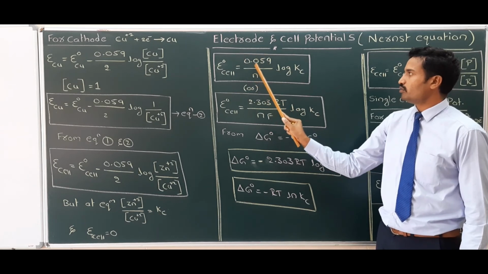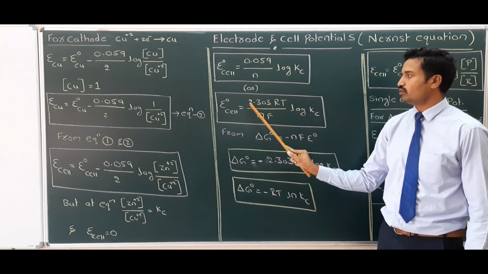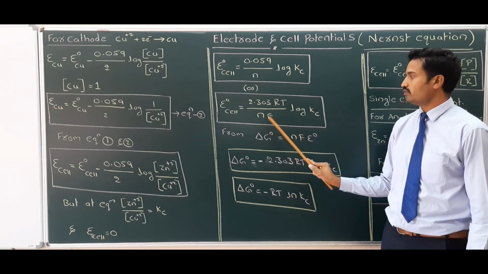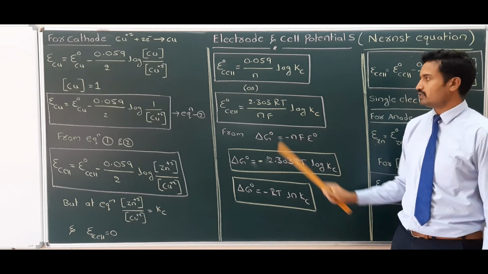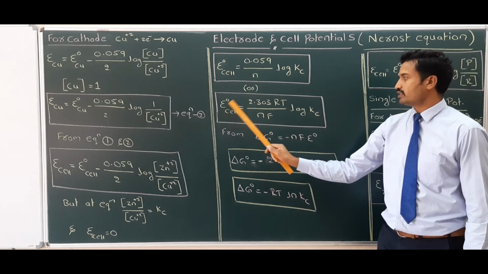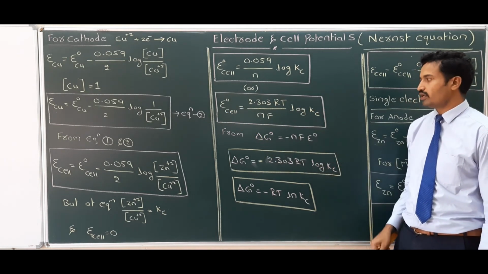Instead of 0.059 we can also take the value 2.303 RT by F. Already n is there, so nF log Kc. This is the Nernst equation, the relationship between E naught cell and log Kc.